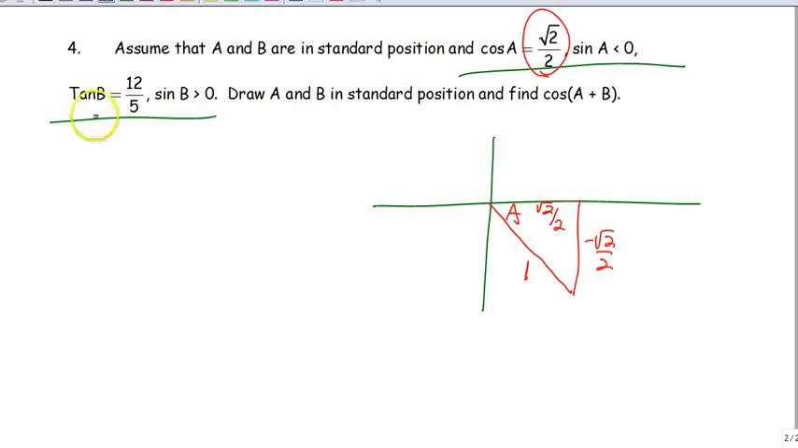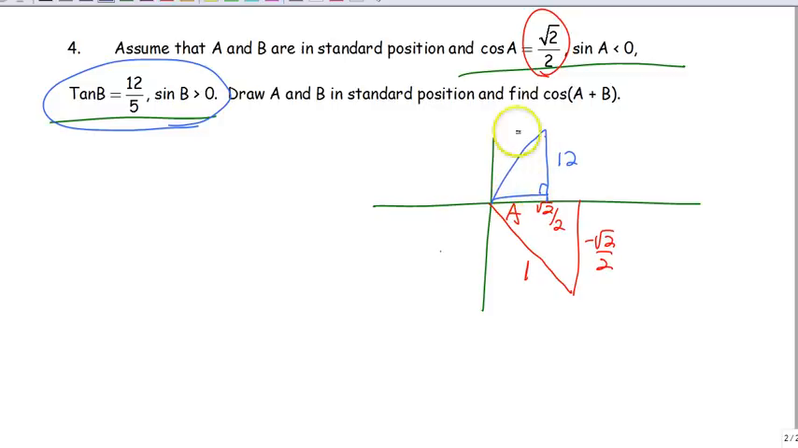For example, this one over here tells me tangent's positive, so that's either quadrant 1 or 3. And then sine is positive, so it has to be 1. So this angle is over here. Okay? And this is angle B. It's a whole different triangle. And I know that at B, tangent is opposite over adjacent, so this is 12 over 5.